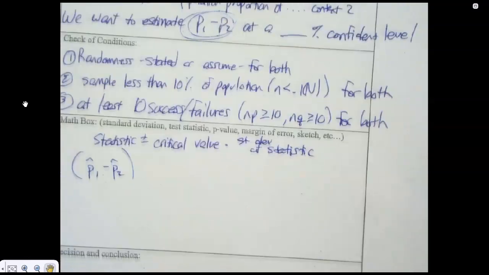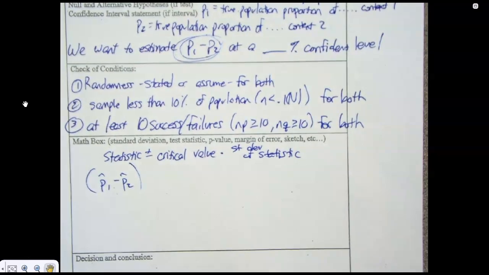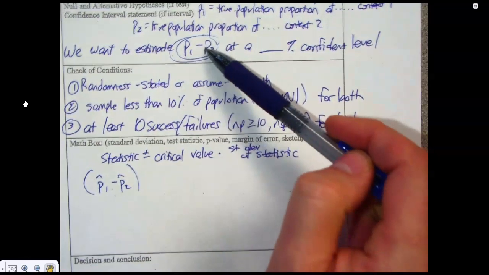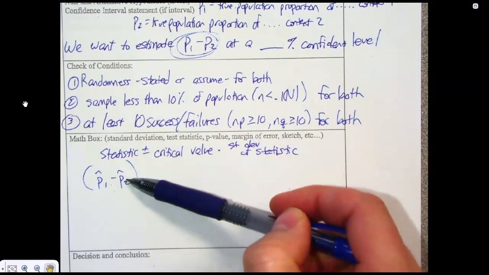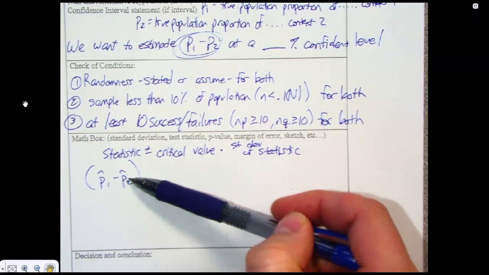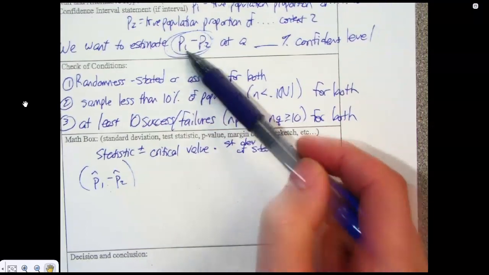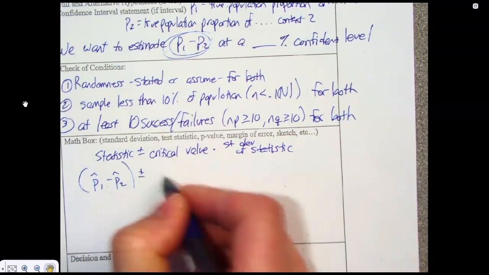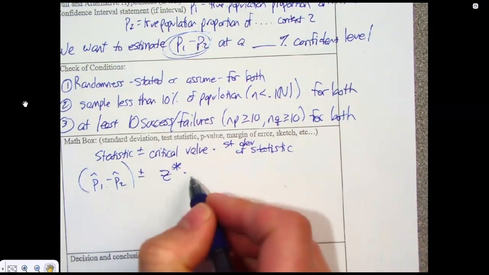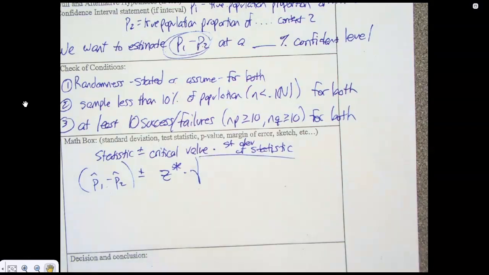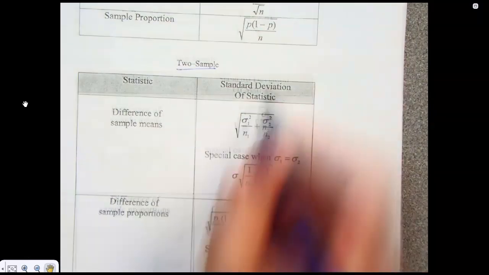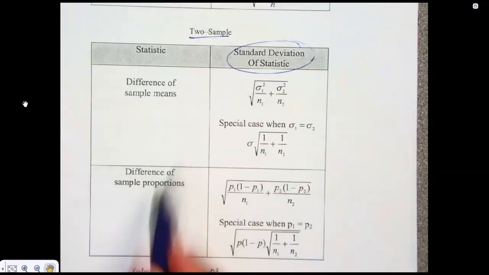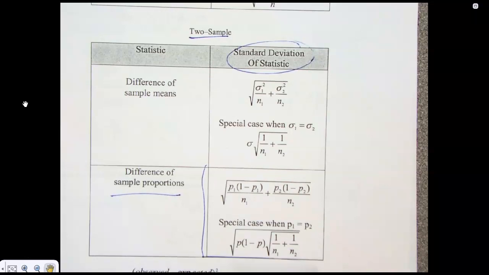If you wrote P2 minus P1, that's your statistic. Up here, there's no hat because we're trying to estimate the true population information. Down here, there's a hat because this is going to be data that came from our sample. So remember, the sample has hats on it. The population does not. Plus or minus, the critical value is still Z star. And then the standard deviation of the statistic, you're not expected to memorize this. That's what the formula sheet is for.